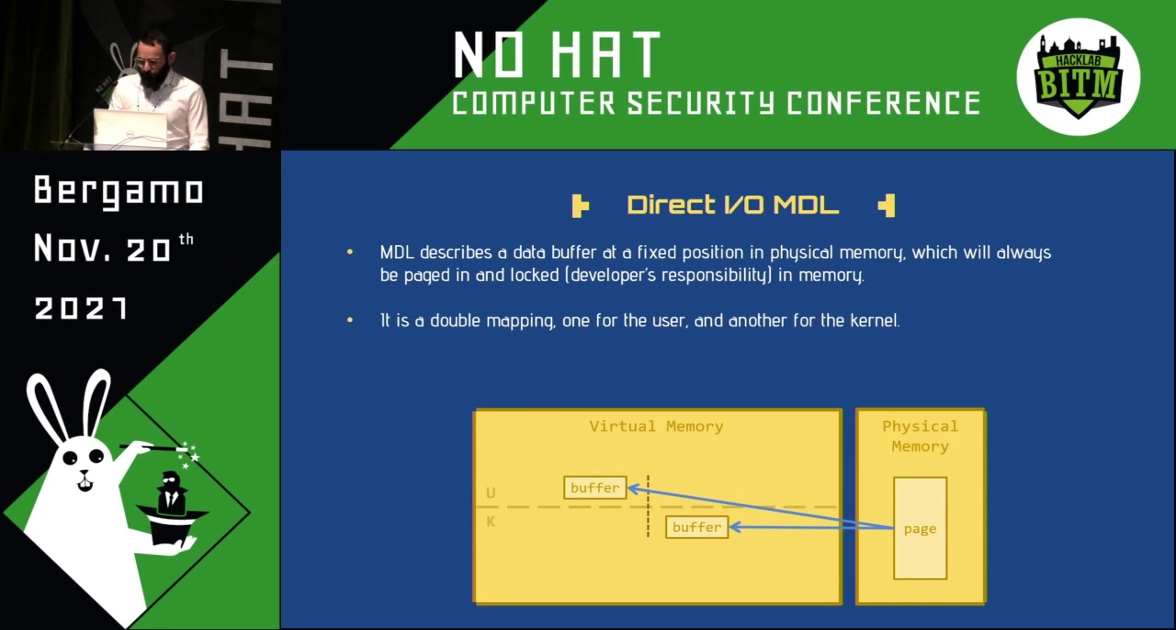And lastly, and the most complex type of transfer type that we will just touch, it's called MDL or direct I/O. It refers both to direct in and direct out. In simple words, an MDL describes a buffer in a fixed position in physical memory, which is always paged in. This allows it to have a huge performance increase over a method buffer that requires you every time to copy the data into the kernel. And in here, the user gets a pointer and the kernel gets a pointer, so it's kind of a double mapping to a physical page.